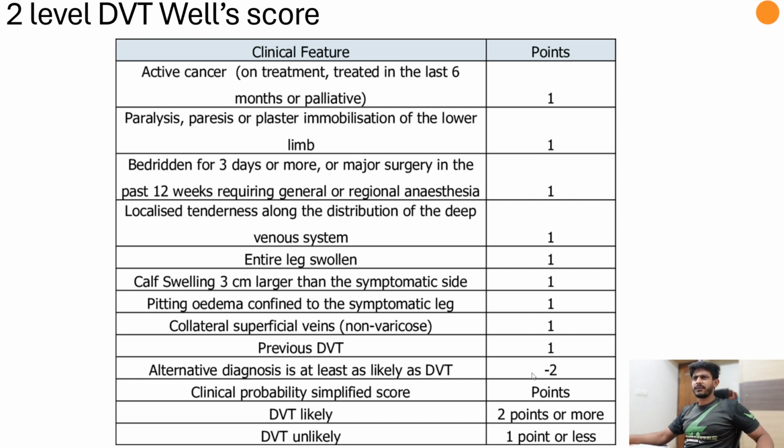Anyone with active cancer, on treatment in the last 6 months, adds 1 point. Paralysis, or plaster immobilization of the lower limb, adds another 1 point. So you go through the entire list and add the points. If you end up with 2 points or more, the chances of DVT are likely, and the presence of DVT is also likely. And if there's 1 point or less, the chances of the presence of DVT are unlikely. So how do we apply this score? Coming to the next slide.